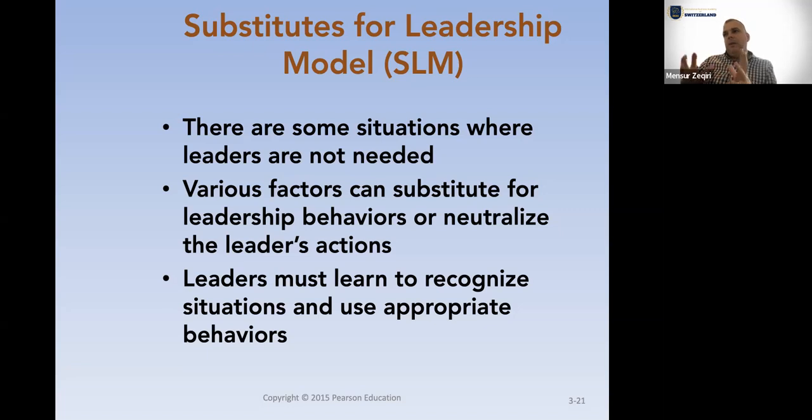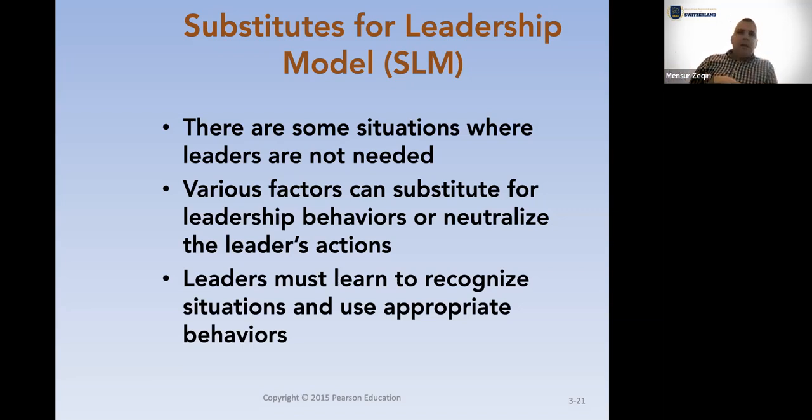And then we have another model, which is the substitutes for leadership model. According to this model, in some situations, the relationship between a leader and the followers is not needed to satisfy the needs that the followers have. There are situations where you don't need the leaders, and there are various aspects, mainly of the work environment, that can substitute for leadership behavior or neutralize the actions of these leaders, because these factors provide enough resources and support to allow subordinates to achieve their goals without having to refer to their leader.